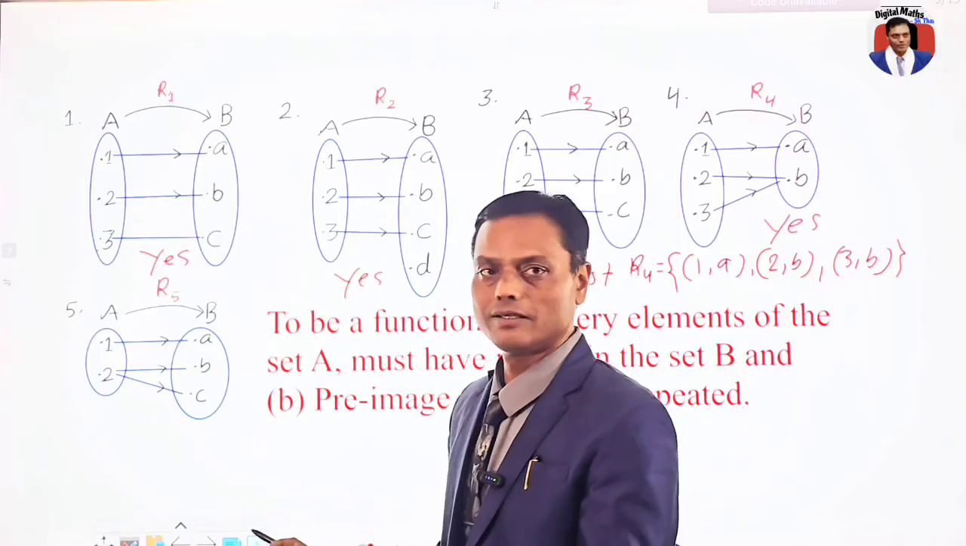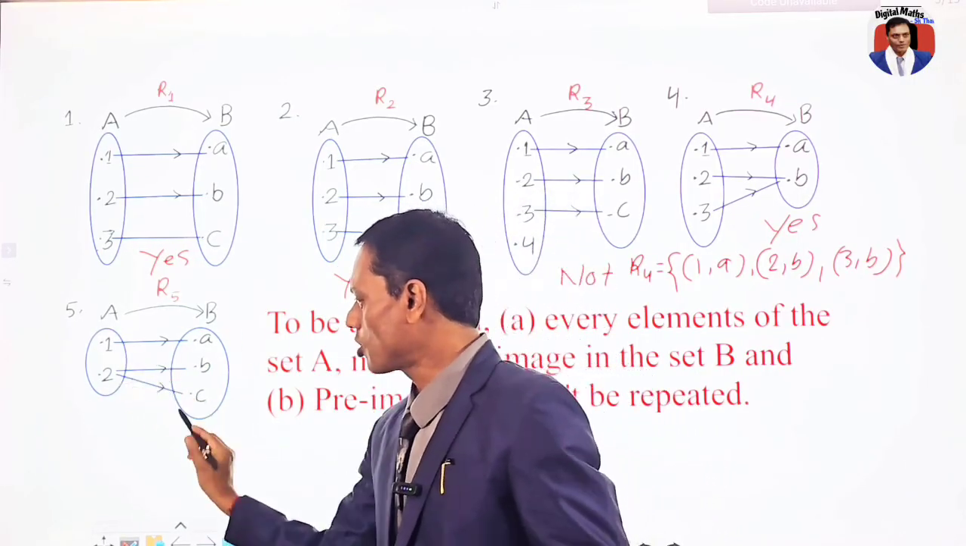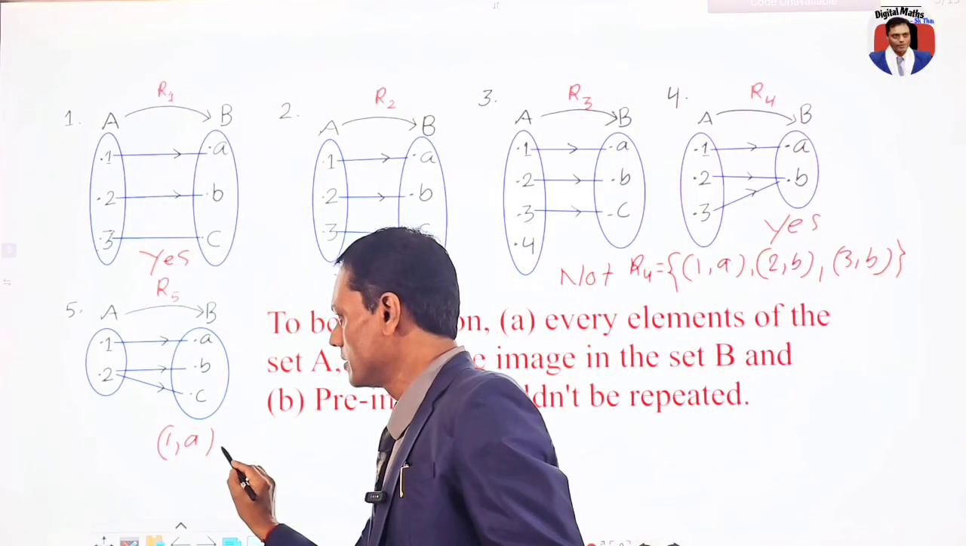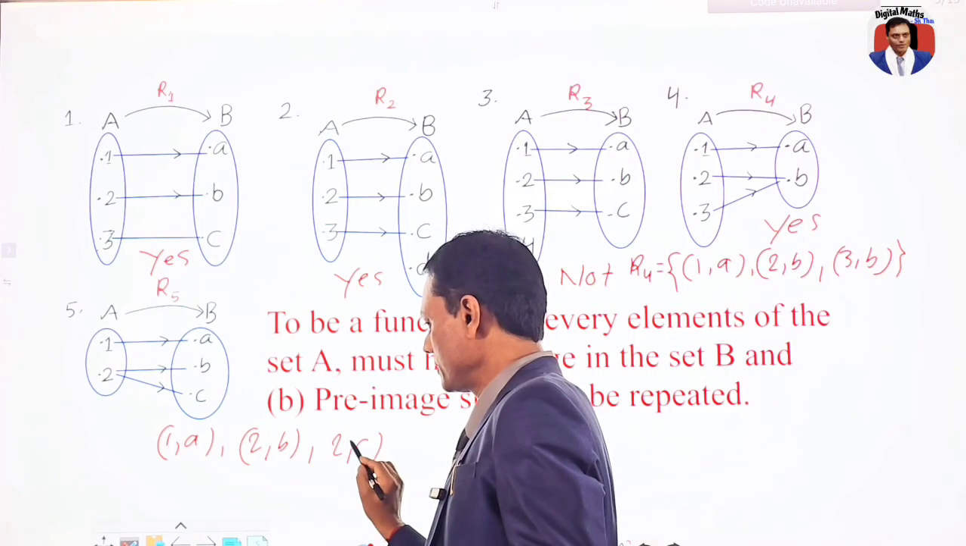But when we see the relation number 5, then have a look here, 1 comma a, 2 comma b and 2 comma c, right?